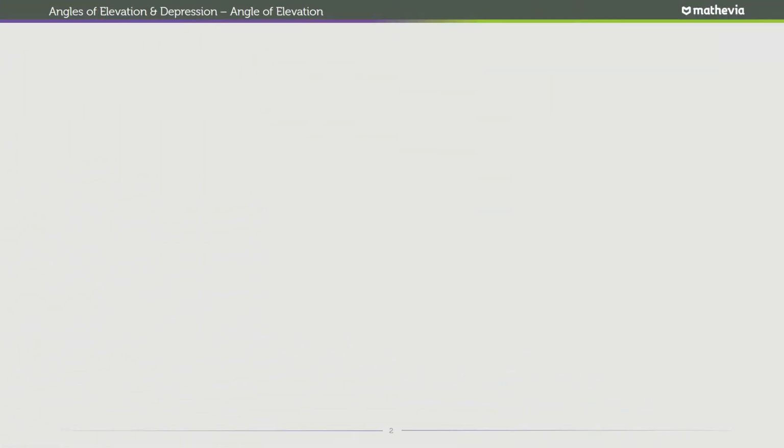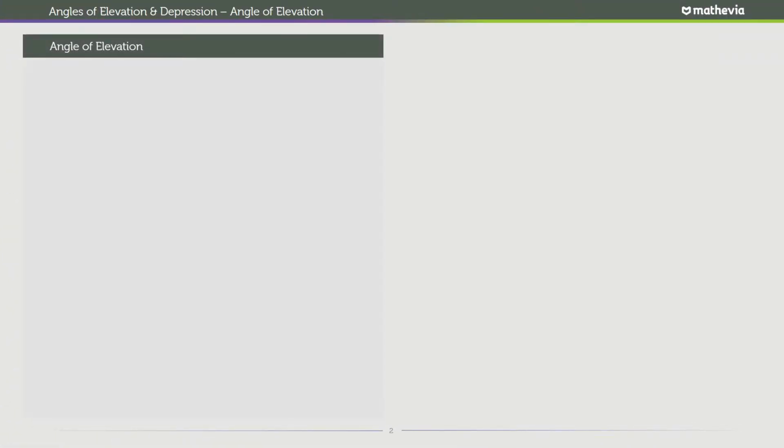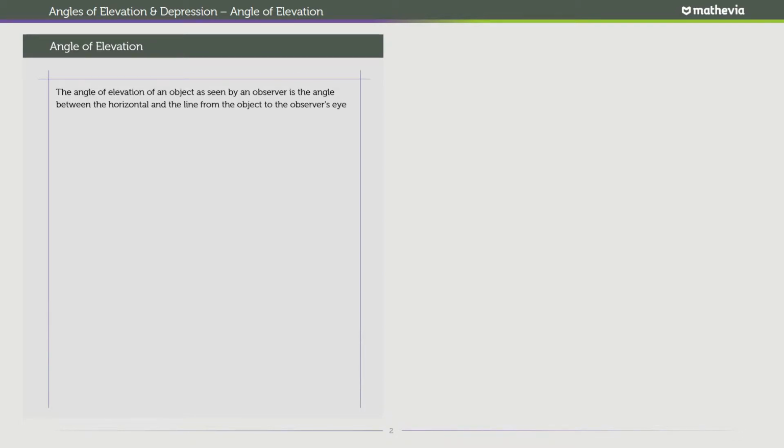So, angles of elevation and depression. Now, what is the angle of elevation? The angle of elevation of an object as seen by an observer is the angle between the horizontal and the line from the object to the observer's eye. Now, what exactly is this about?